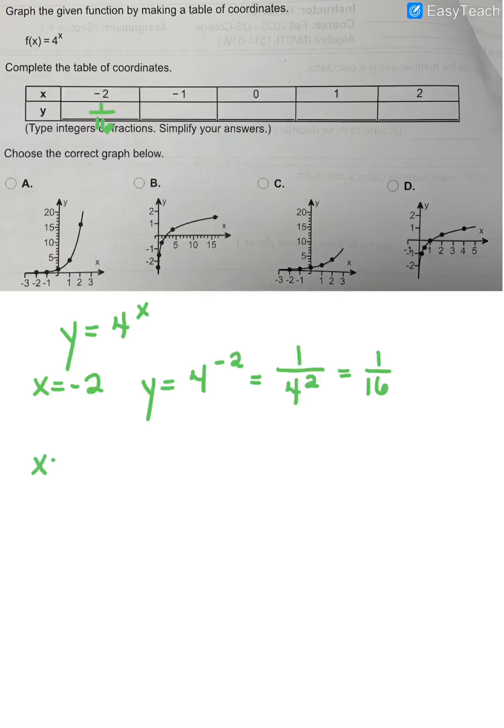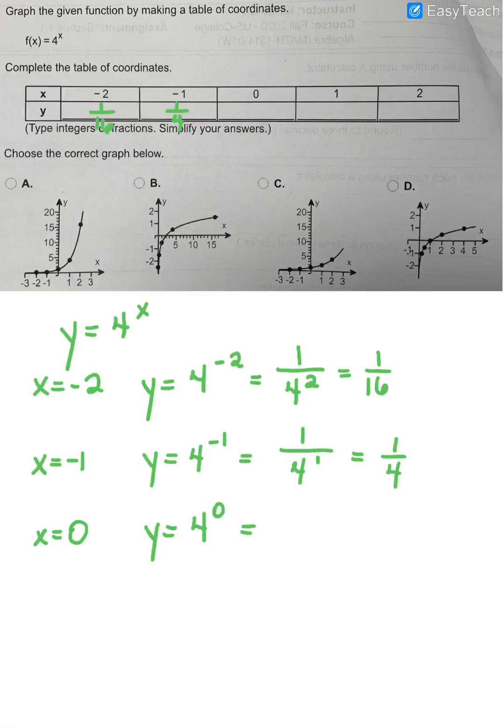All right, next, when x is -1, my y will be 4 to the -1st. So again, that negative power is going to cause me to flip it and say 1 over 4 to the positive first. And 1 over 4 to the first is just simply 1 over 4. So up here, I'm going to put in the value 1/4. When x is 0, my y is 4 to the power of 0. And so when we have a base, such as 4, being raised to a power of 0, we're always going to get a value of 1.